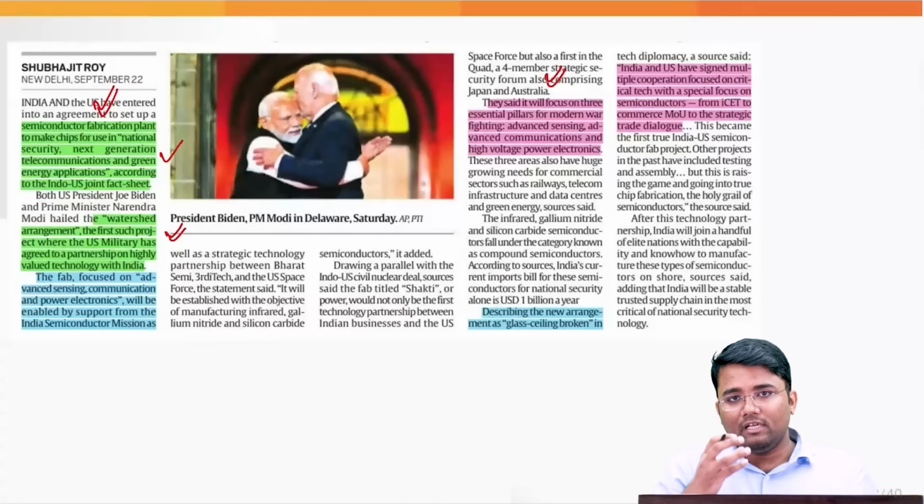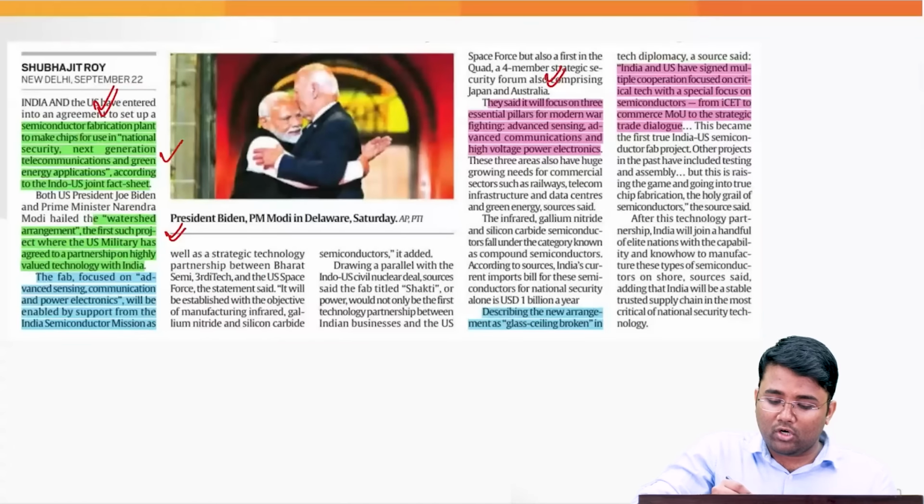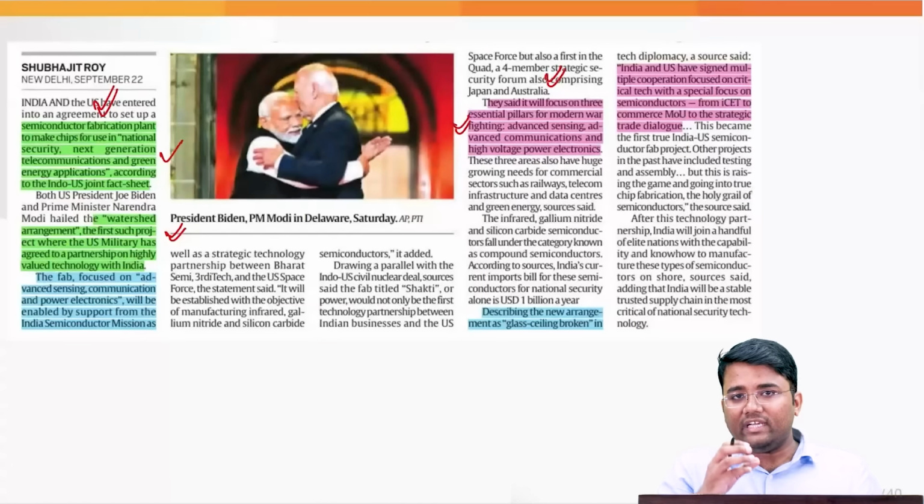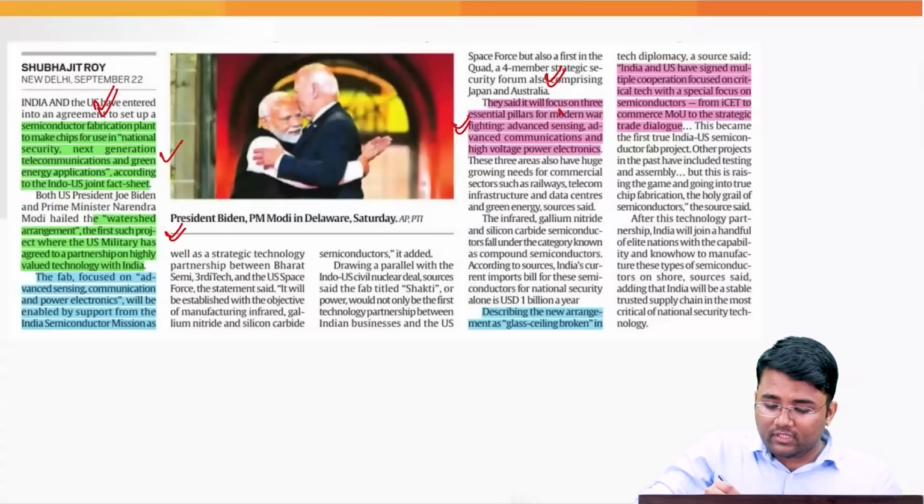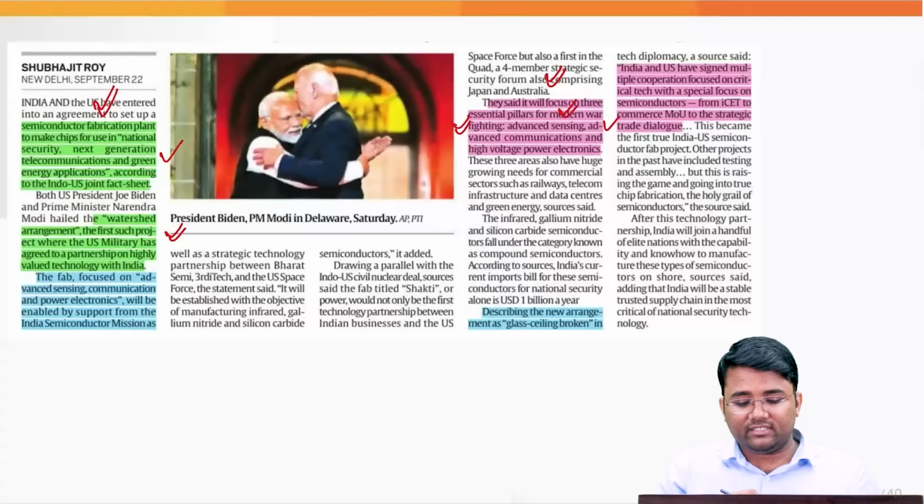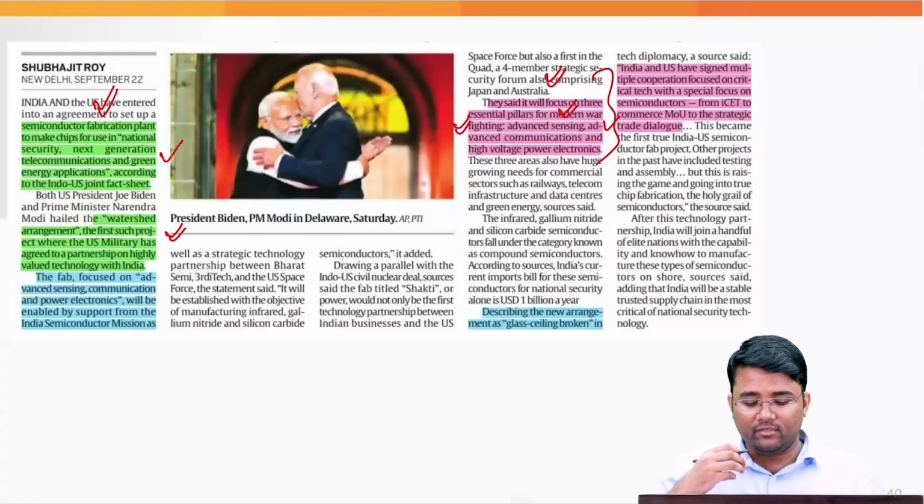The two countries have said that the focus will be on 3 essential pillars: modern warfare fighting, that is fighting the challenges of the 21st century, such as cyber security issues, drone issues, etc. Also, advanced sensing and advanced communication, and high voltage power electronics. These are the main three pillars on which this agreement is based.